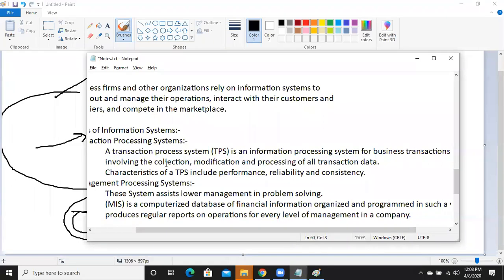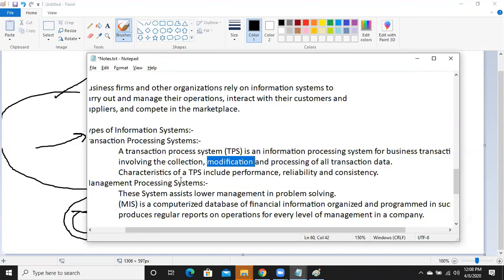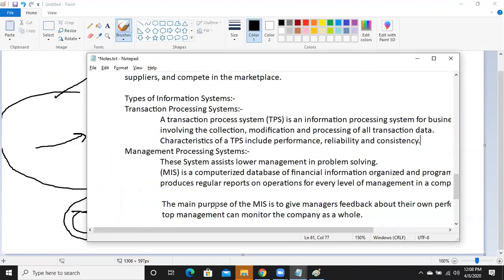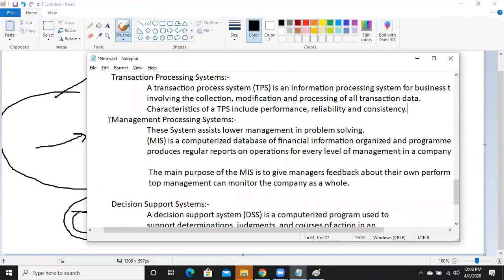Collection means collecting information from the source. Okay, modification means storing, processing. Okay, so this basically involves the characteristics of transaction processing system: performance, reliability, and consistency. Okay, we have done the other, management information system.